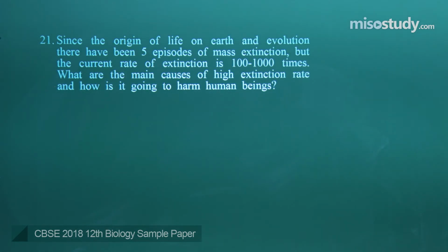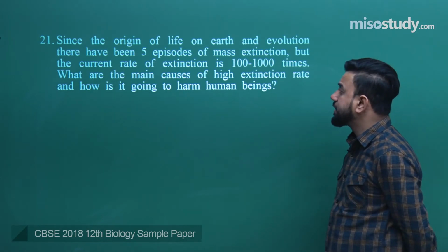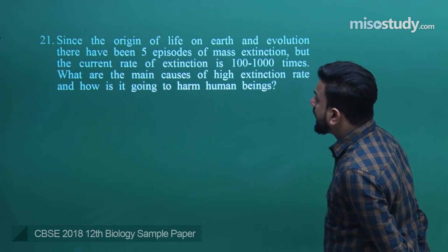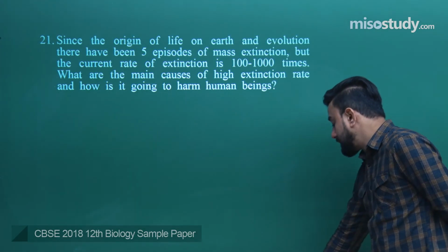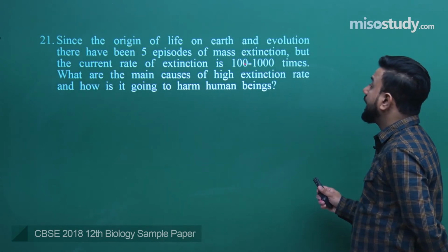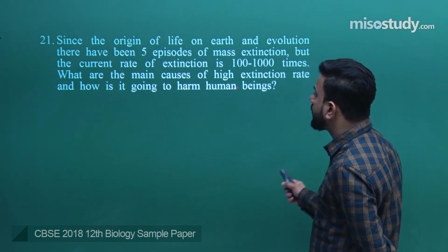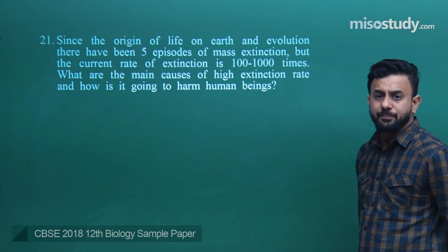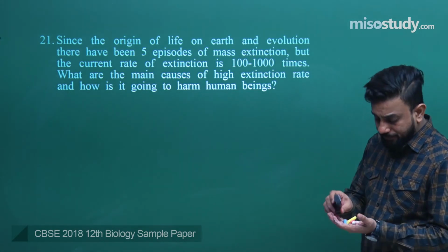Since the origin of life on Earth and evolution, there have been 5 episodes of mass extinction. But the current rate of extinction is 100 to 1,000 times. My God. What are the main causes of high extinction rate, and how is it going to harm the human beings? So let us read the question once again.